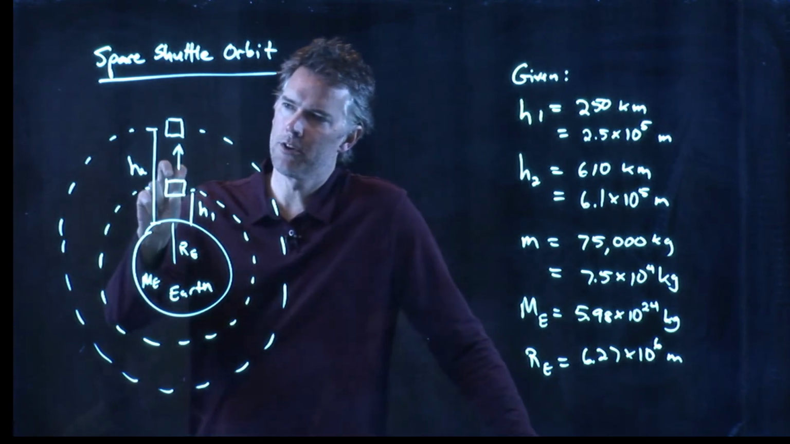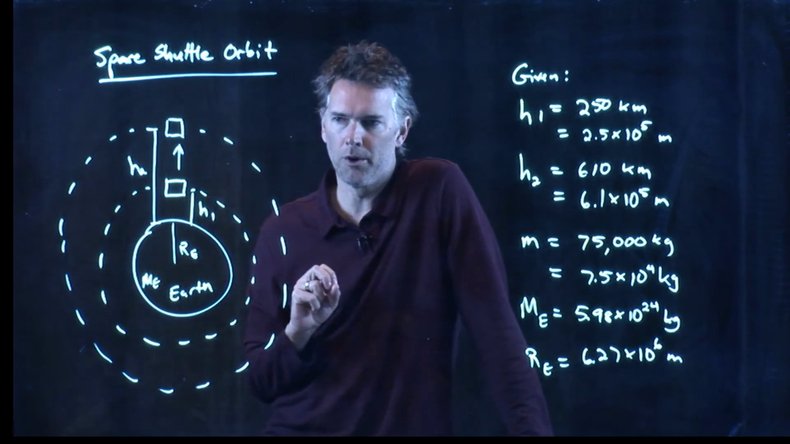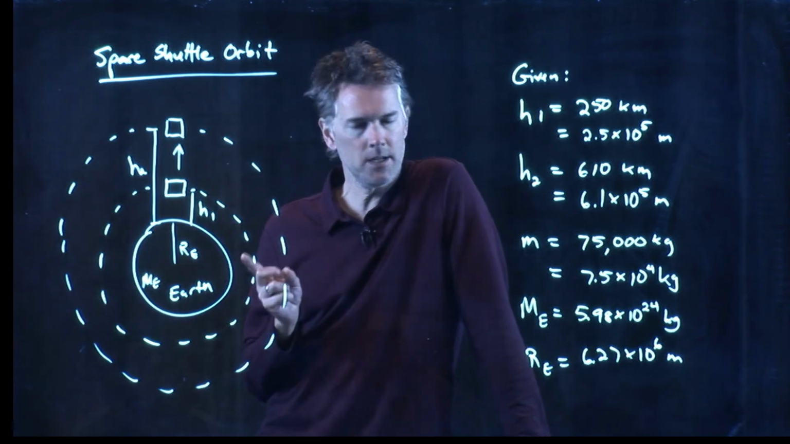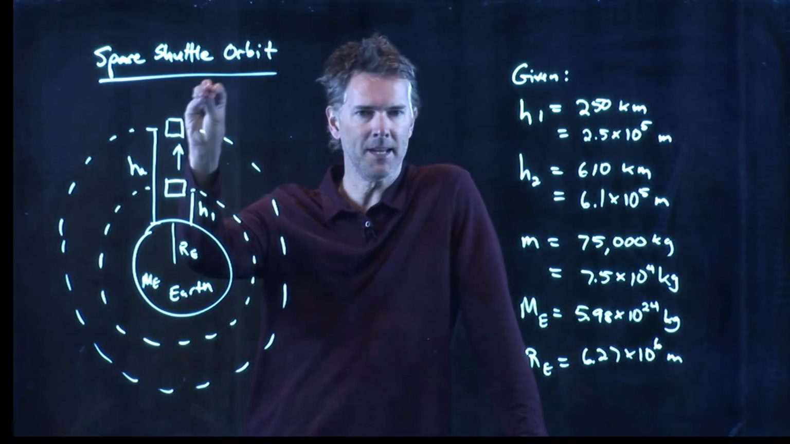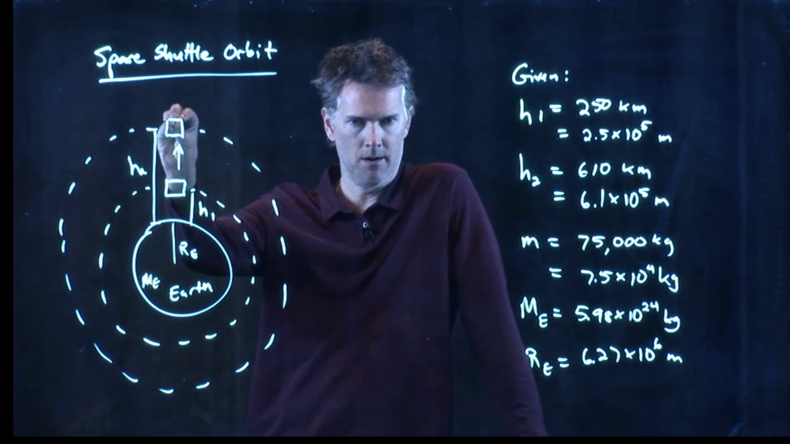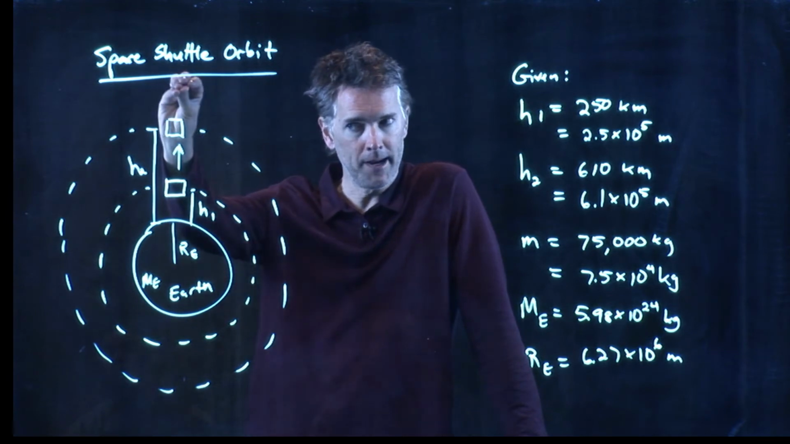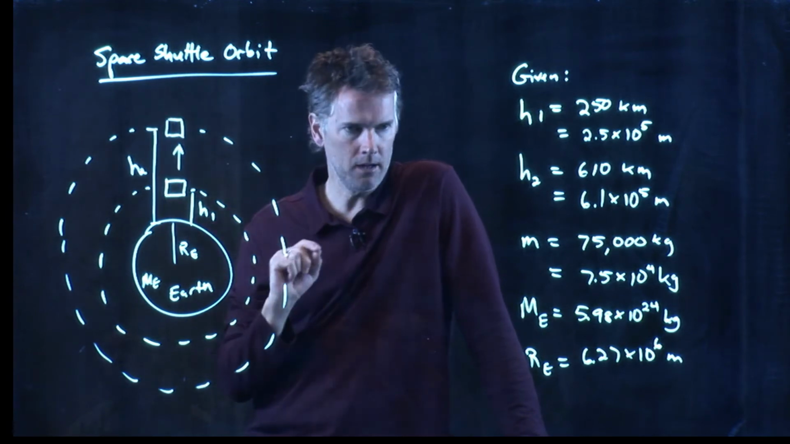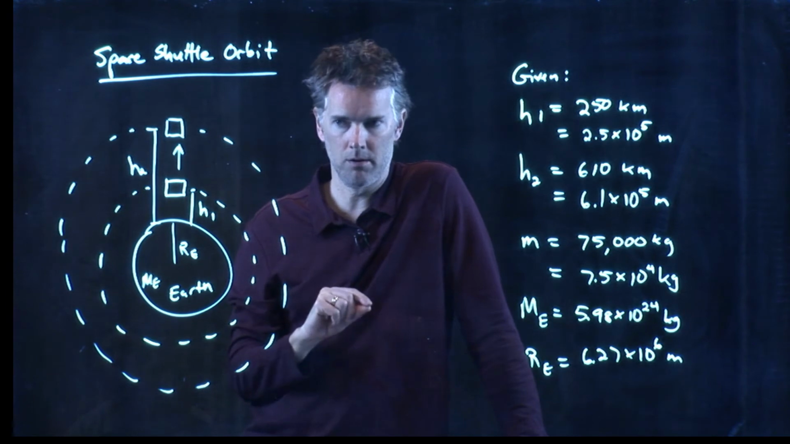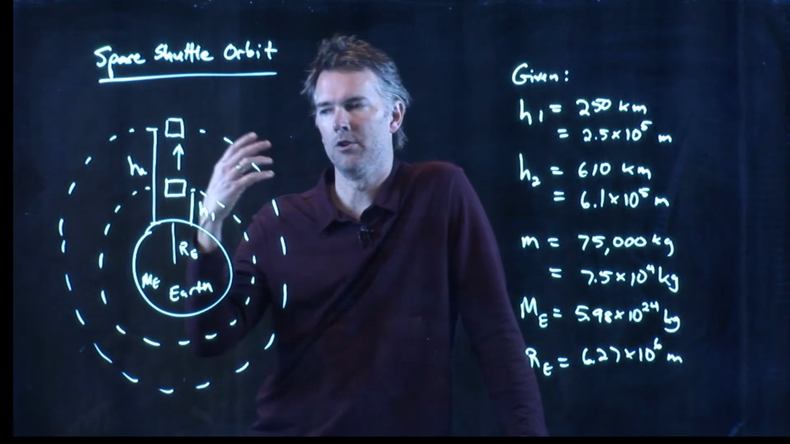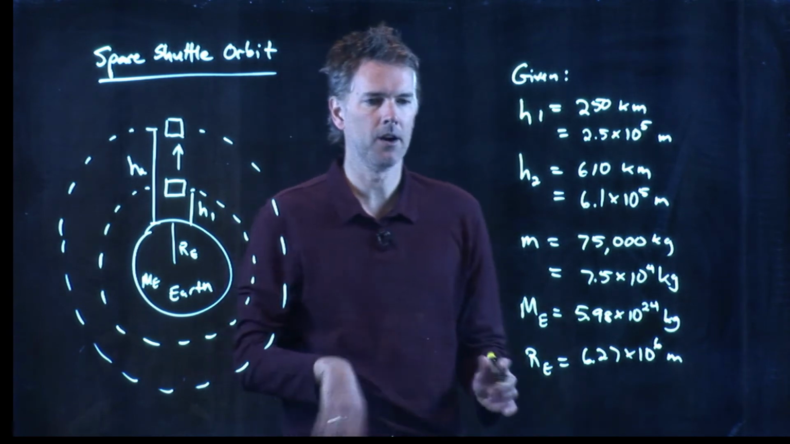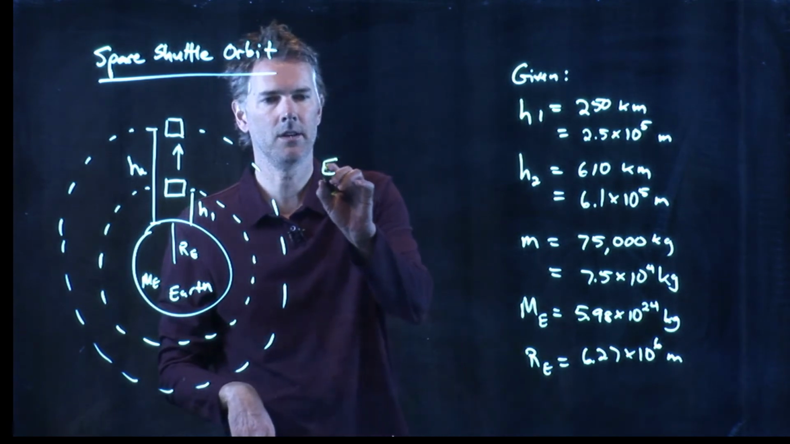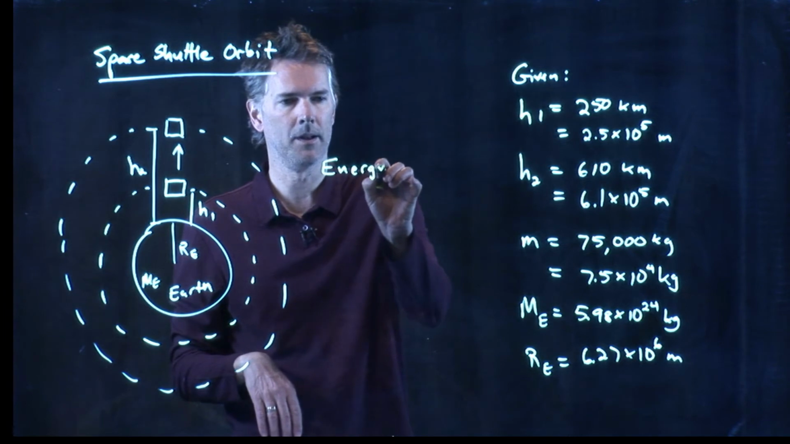If you are just pushing this thing up, working against gravity, you haven't taken into account the fact that the velocity doesn't have to be as high up there, right? If the orbit is bigger, the speed of the space shuttle can be smaller. And so your kinetic energy can in fact be less. All right, so what we need to know is the energy in an orbit.